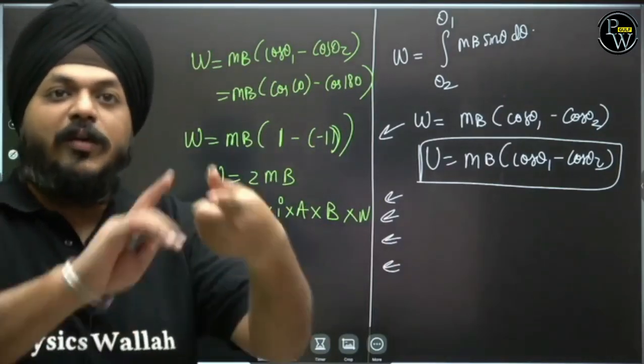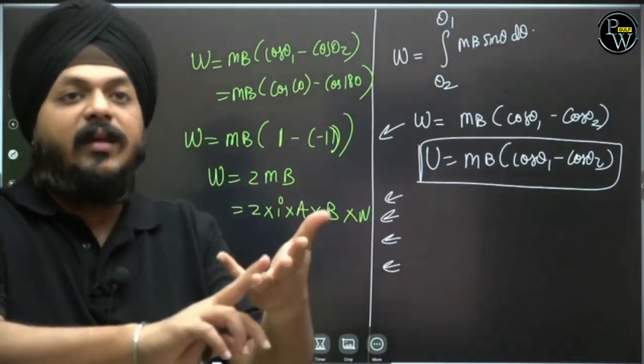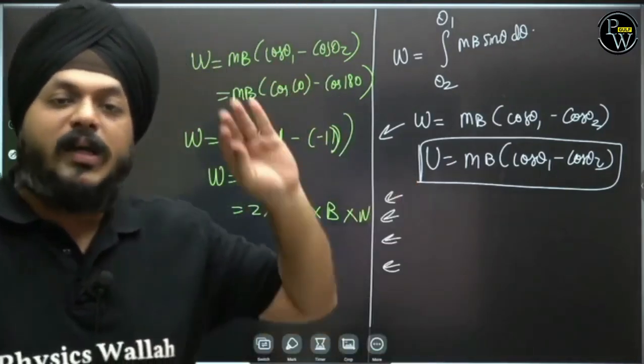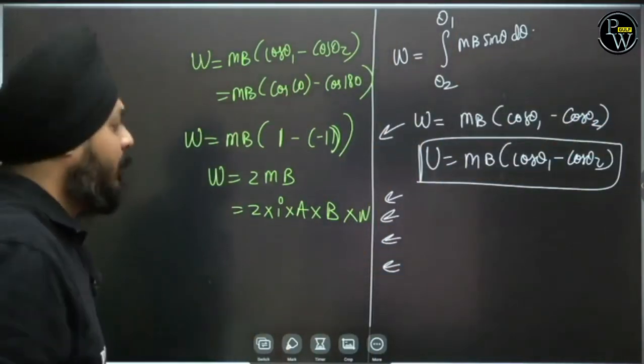In this case, only the formula of torque is important, the formula of potential energy is important, and stable and unstable equilibrium is important. That is going to be an upcoming question.